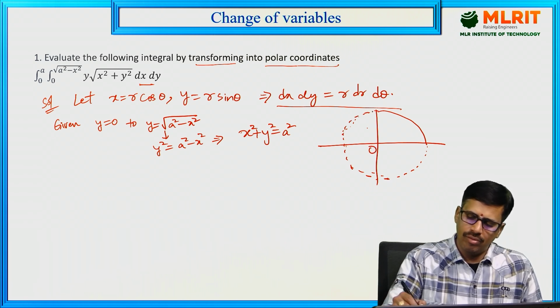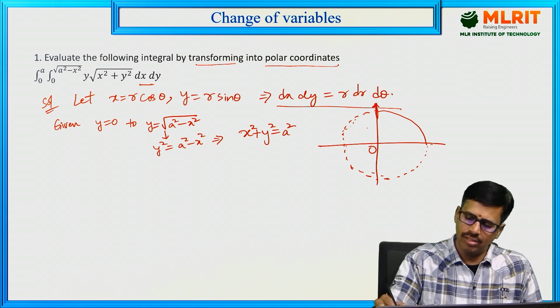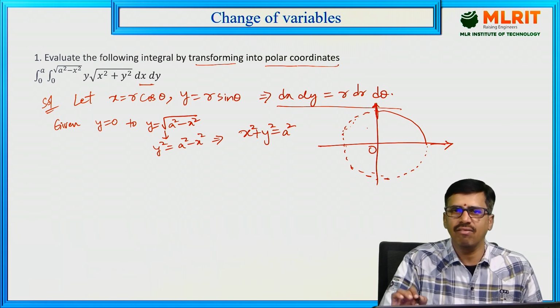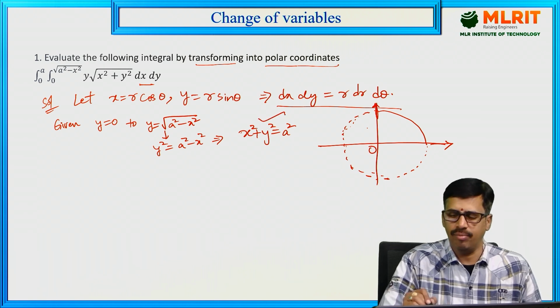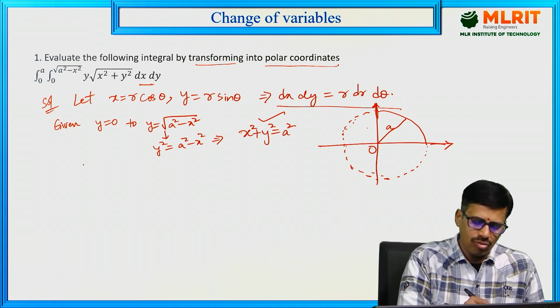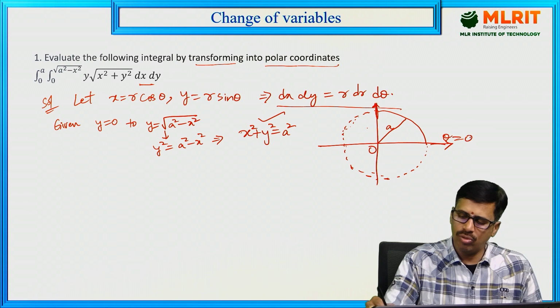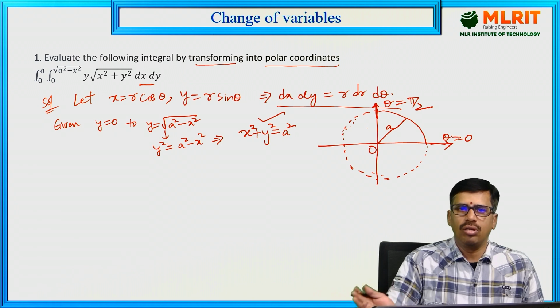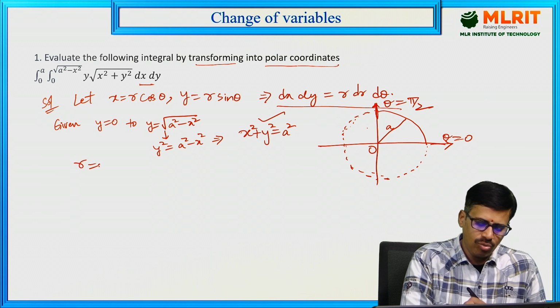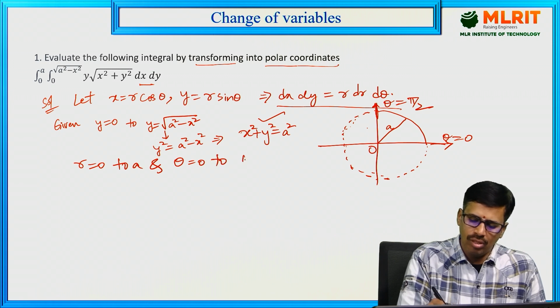This is x-axis, y-axis and origin. Since the limits for both x and y have lower limit 0, the region is in the first quadrant of this circle, right? So this radius is a. This is theta equal to 0, this is theta equal to pi by 2. So the r limits are changing from 0 to a and theta varies from 0 to pi by 2.